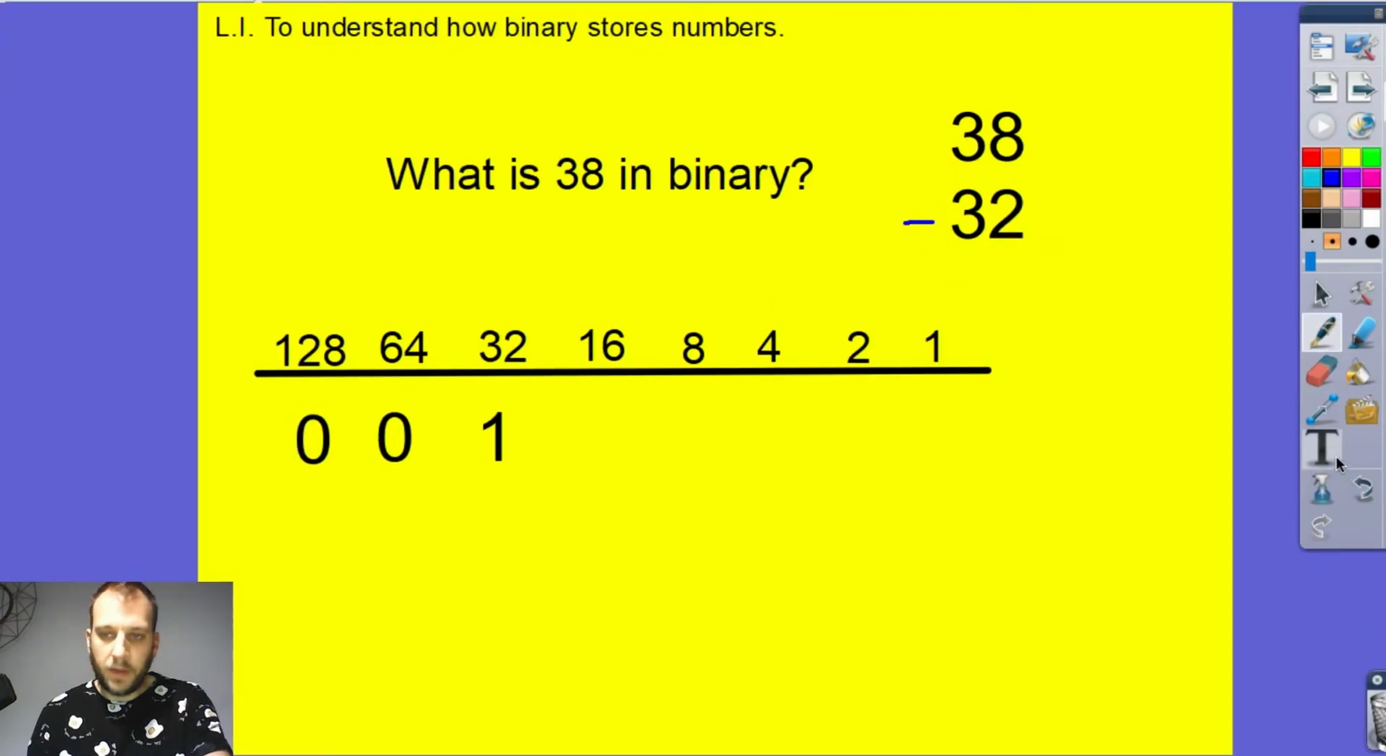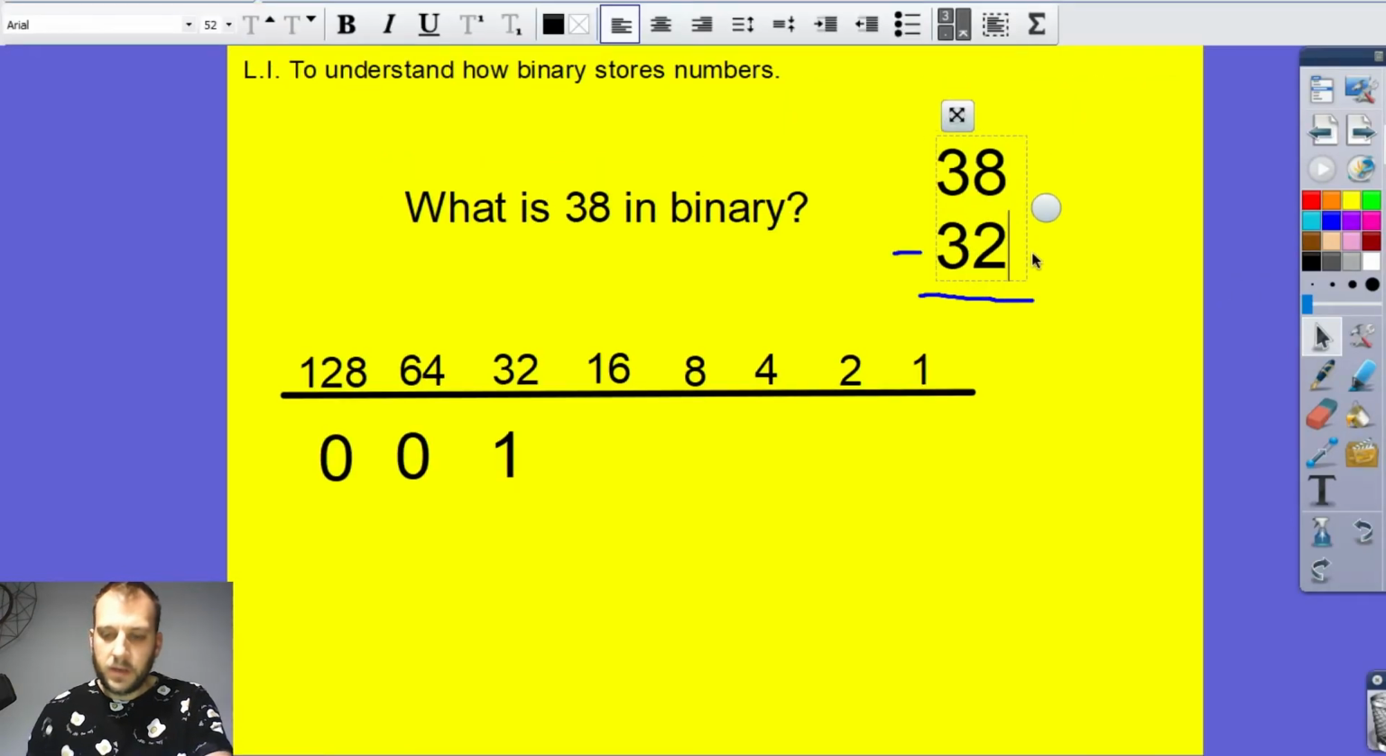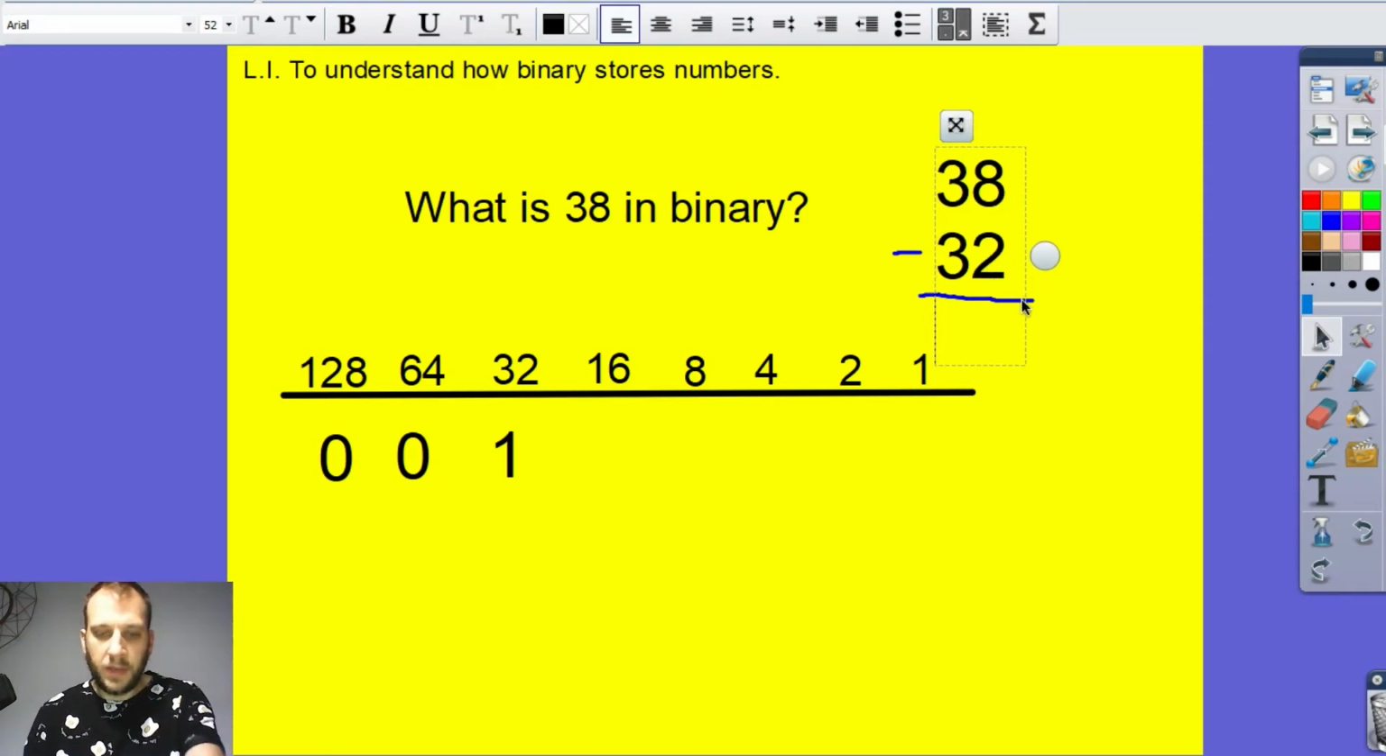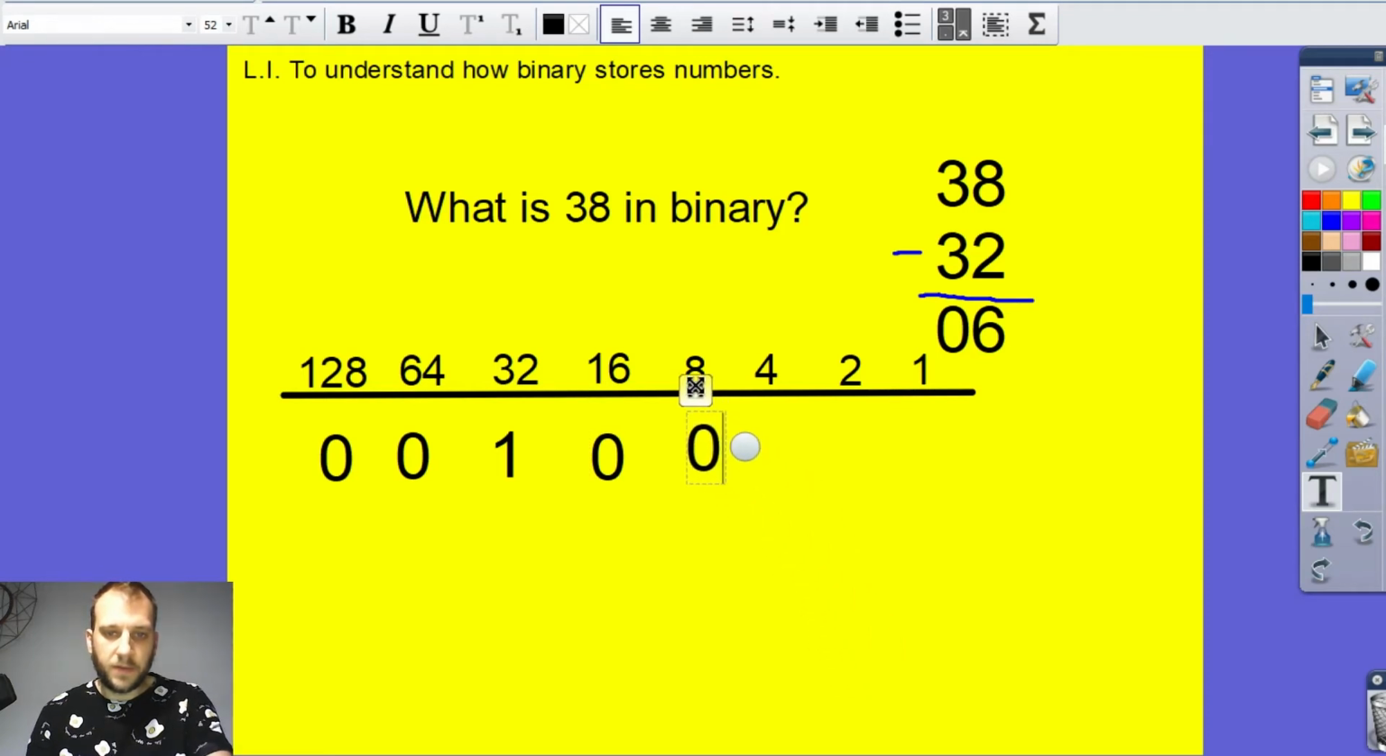Okay, so what are we left with? 38 take away 32. So 8 take away 2 is going to be 6. And 3 take away 3 is 0, so I'm left with just 6. Okay, that's fine, we can carry on with that. So does 16 fit into 6? No, it doesn't. Does 8 fit into 6? No, it doesn't. Does 4 fit into 6? Yes, it does. And then again, I'm not going to do another column method here. I can just do 6 take away 4 is going to equal 2. So I'm left with 2 left over.